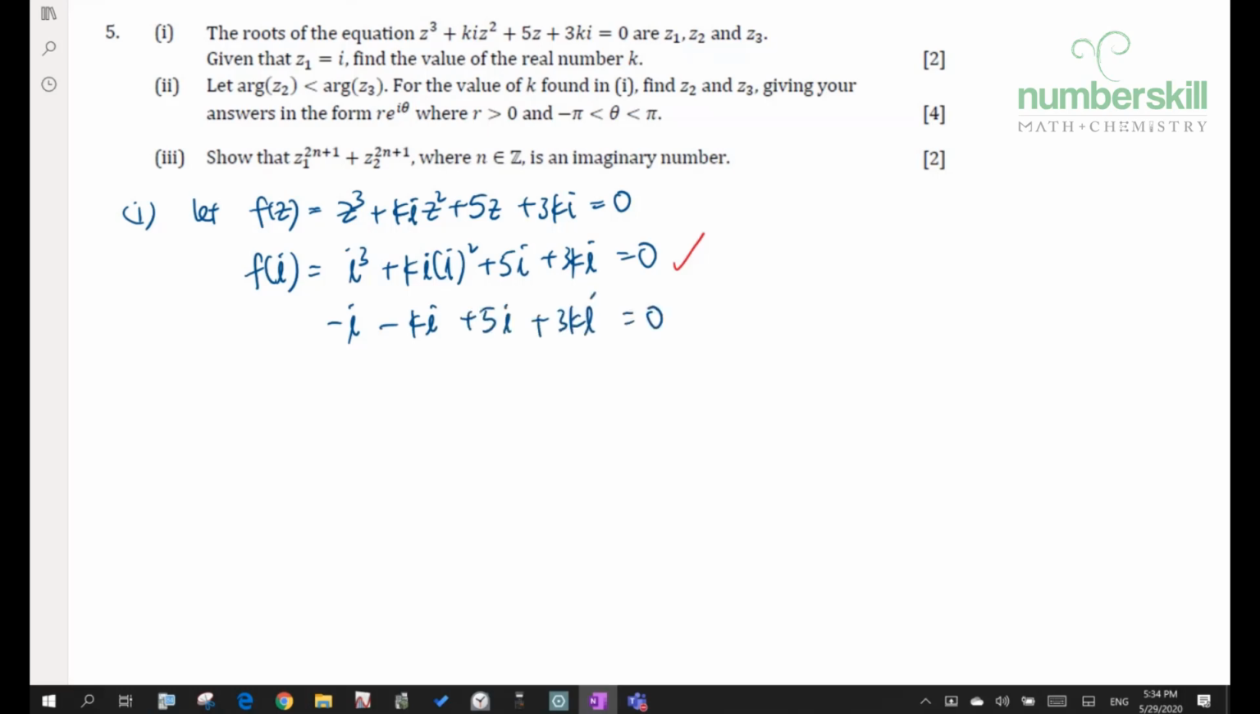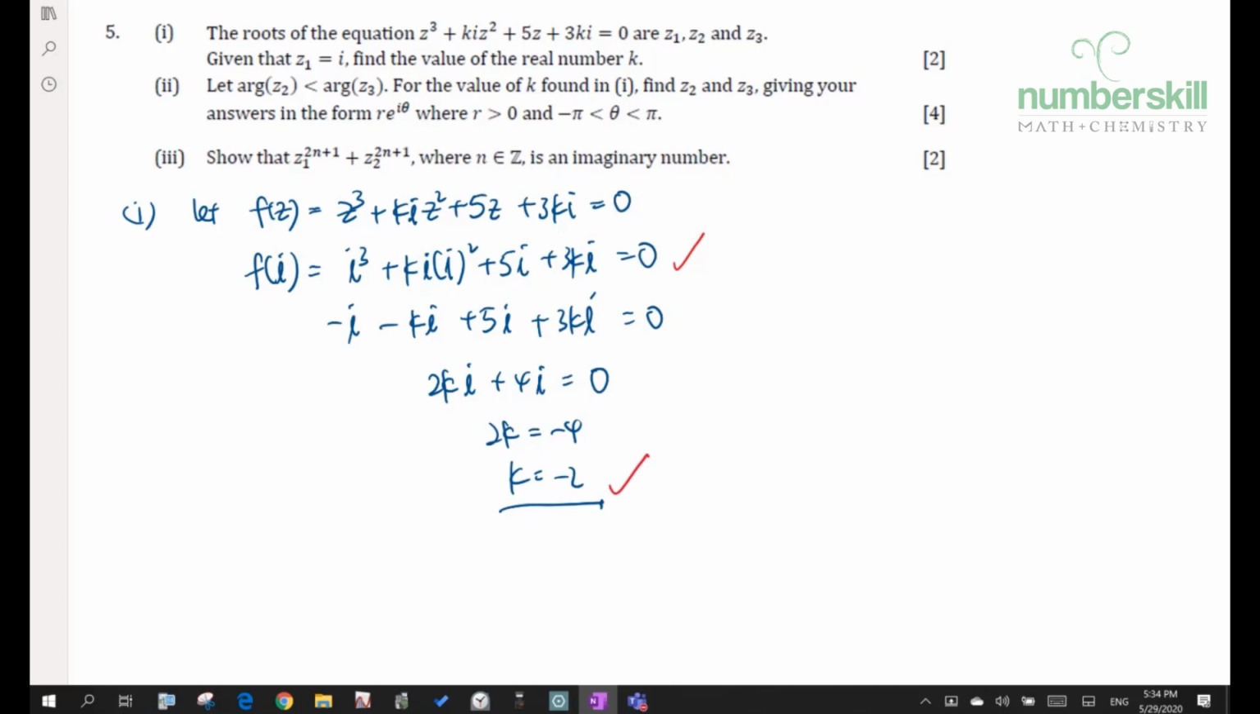Then what am I going to get? I'm going to get 2ki plus 4i. Correct? i is not equal to 0, so don't care. Factorize out, we get 2k equals minus 4, so k equals minus 2. Ta-da! Cool. 1 mark, 2 marks, we're done. Let's not waste time. Let's move on to part 2.